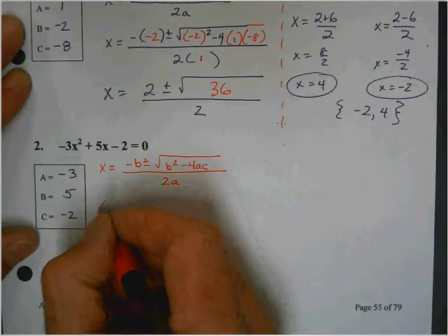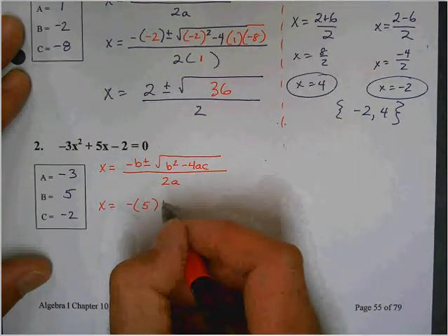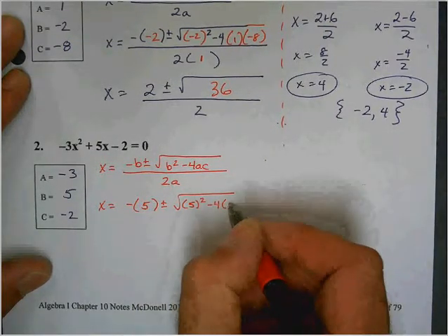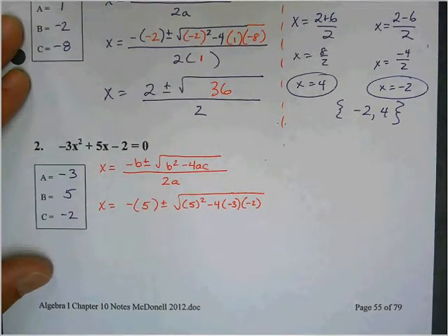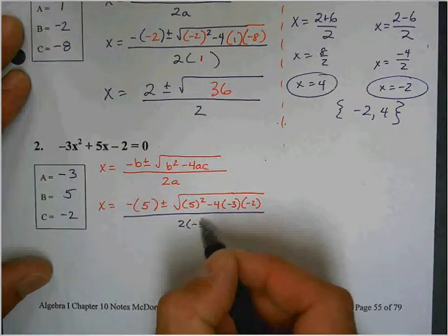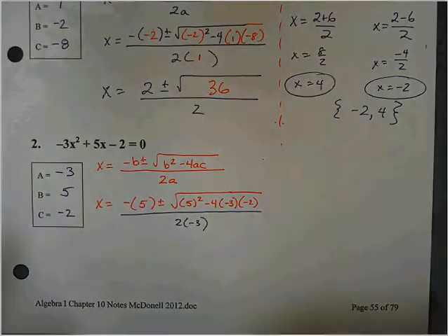Okay? Here we go. What's B? Parentheses, 5 squared minus 4, parentheses, negative 3, parentheses, negative 2. Extend that radical sign, all over 2 times negative 3. That is going to be your longest line. I'm also going to emphasize and suggest, Vicki, that you use 2 lines for this fraction. Don't try to cram all this on 1 line on your paper. Use 2 lines. That avoids making errors.